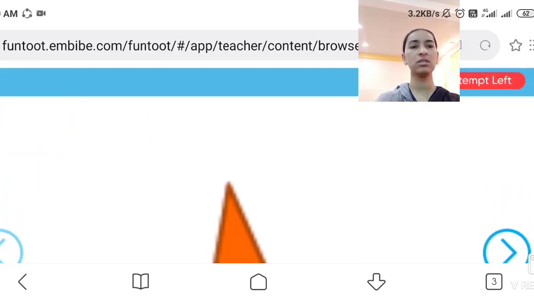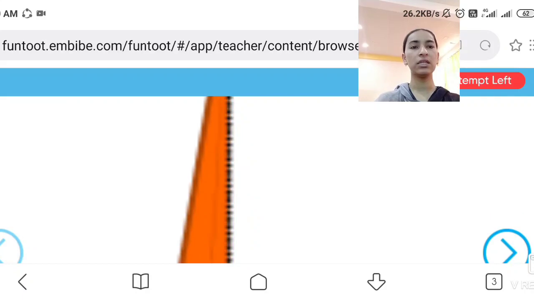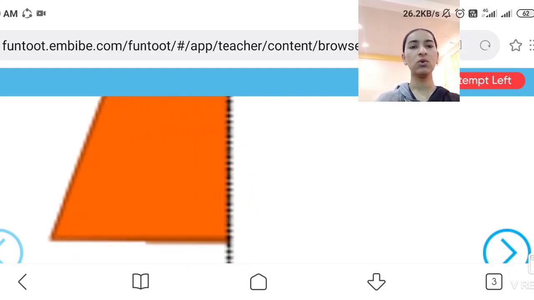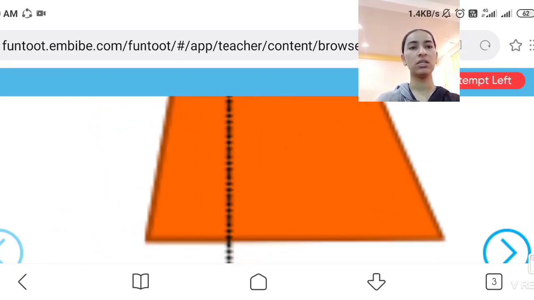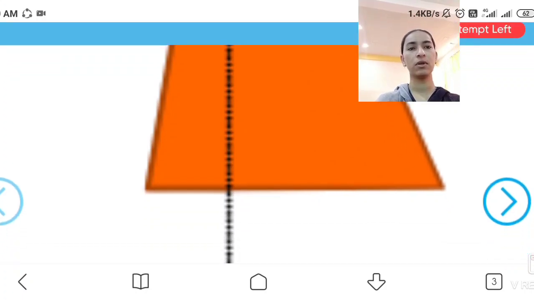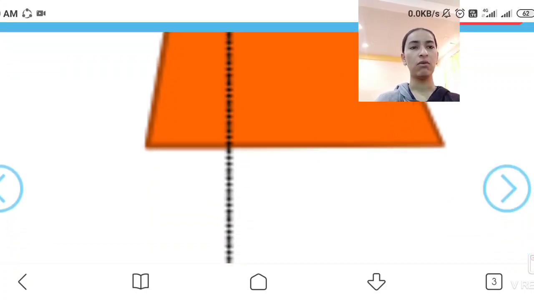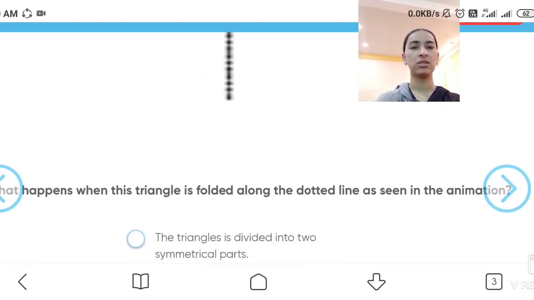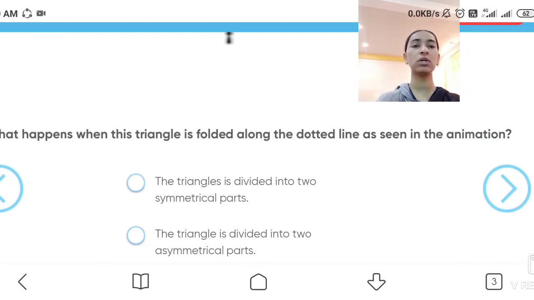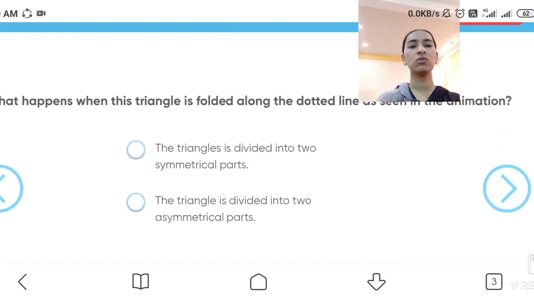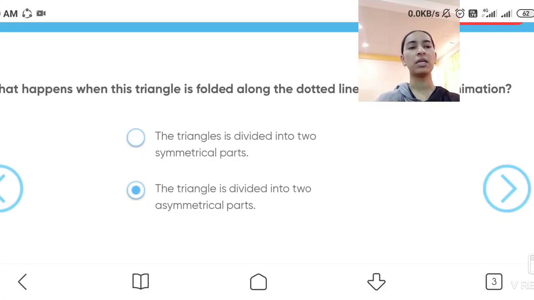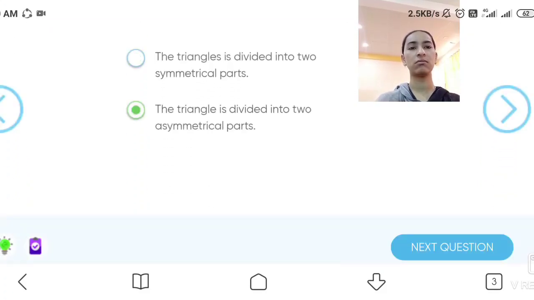Next question is, see, you can see the figure is like this. It is folded. Now you can see this. Okay, I want to answer this. What happens when this triangle is folded along the dotted line as seen in the animation? Does it give two symmetrical parts or two asymmetrical parts? Yes, it gives two asymmetrical parts. Now I want to verify, check. It gives the green signal, that means our answer is correct.